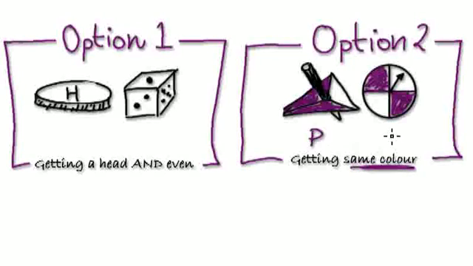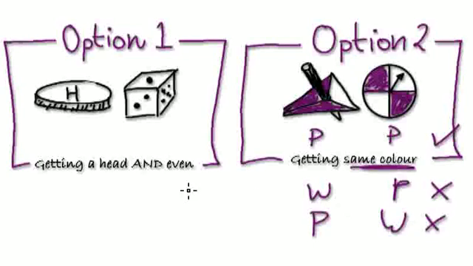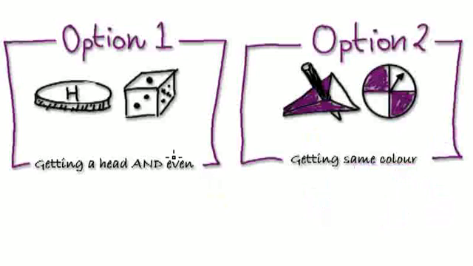So it could be purple. It must be purple. Then that would be a good outcome. If you get a white and a purple, that's a bad outcome. Or purple and white, that's a bad outcome. Okay, so which is a better option? Which option's easier to get? So press pause and have a go.